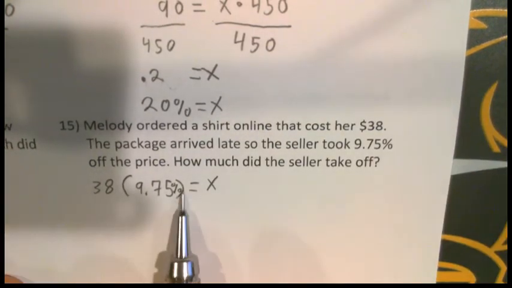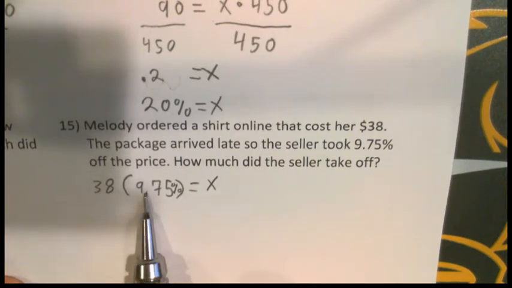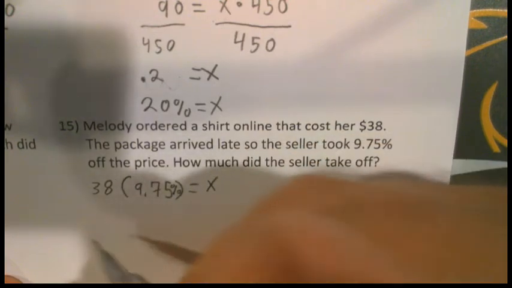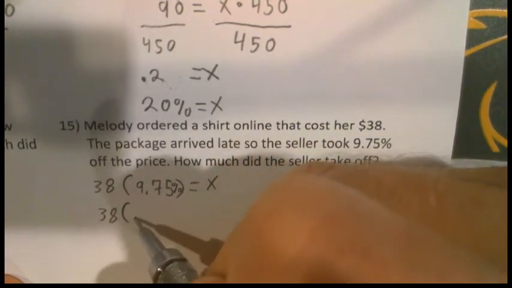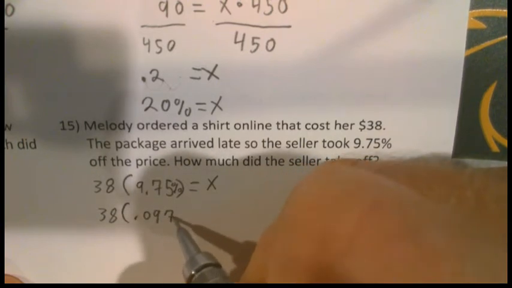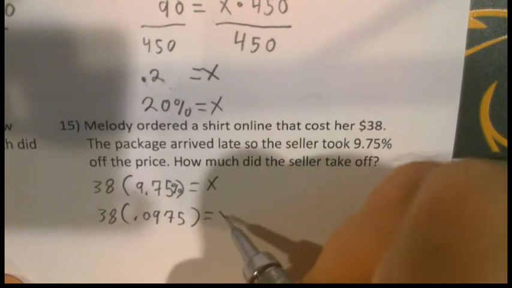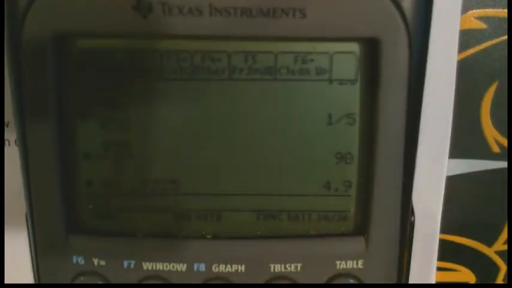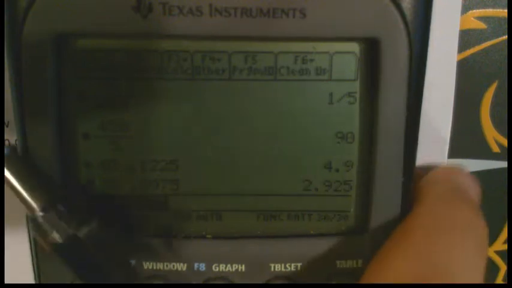Alright, so that's currently still a percent. Convert it to a decimal by dividing by 100. That's going to move it 1 time, 2 times to the left. Now I'm going to multiply the 38 times the 0.0975. That's going to give us 2.925.